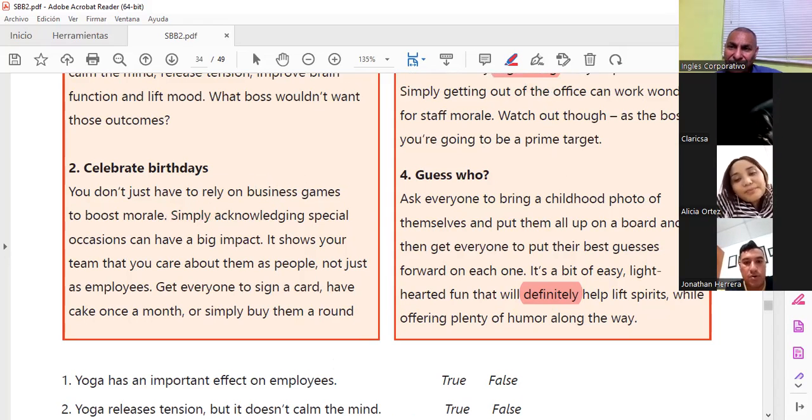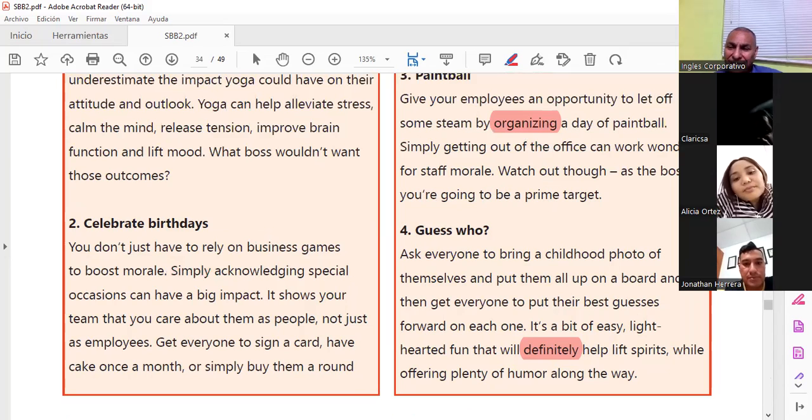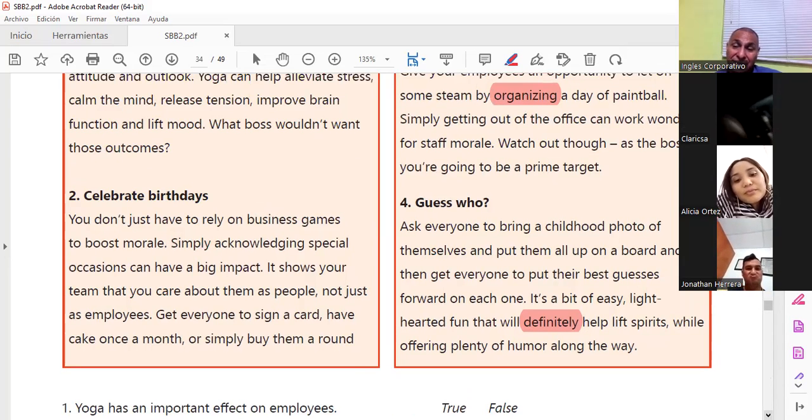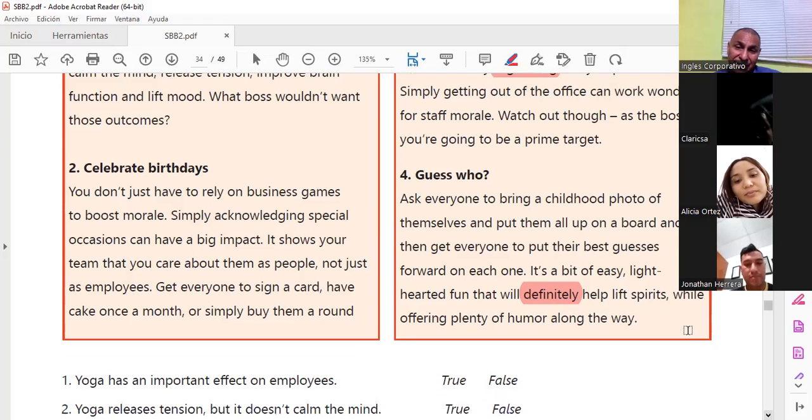Yeah, very good, excelente. Okay, guess who? ¿De qué está hablando el guess who? ¿Qué clase de actividad es esta? Adivinanza. ¿No? ¿Qué clase de actividad dice el párrafo que es?